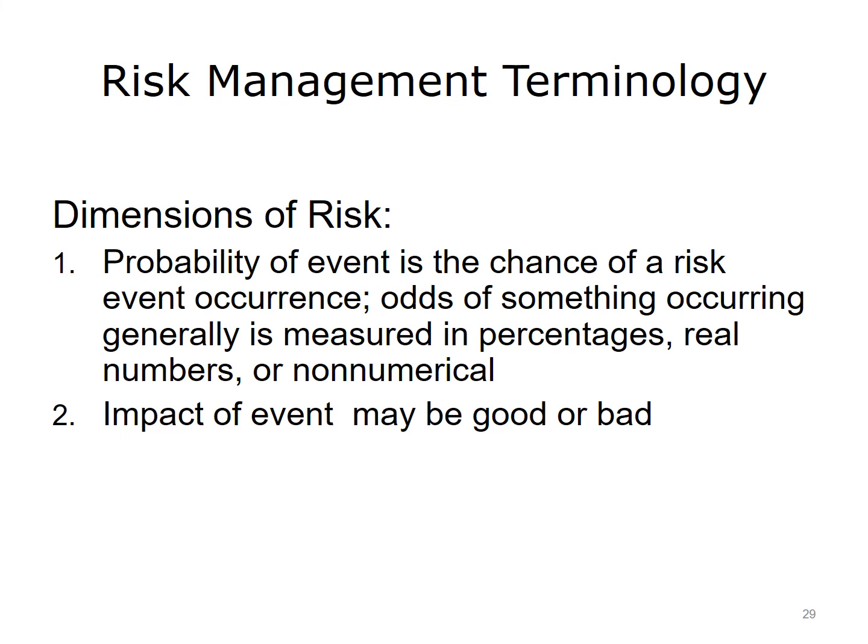Now let's review some risk management terminology. Dimensions of risk include the probability of event and whether the impact is good or bad. Probability of event is the chance of a risk event occurrence. The odds of something occurring is generally measured in percentages, real numbers, or non-numerically. Probability or likelihood can be measured as 0 to 100%, or low, medium, and high. The impact of an event is also known as the amount at stake, or consequence.